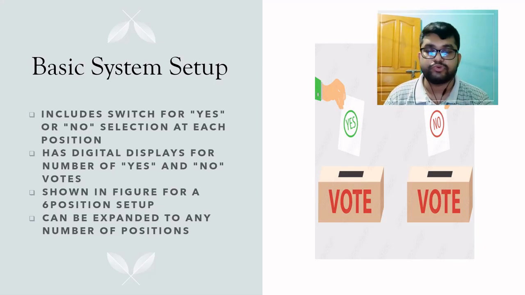The voting system we made is very simple. It includes switches for yes and no vote selection at each position. It has a 7-segment display to show how many yes or no votes, and it can only show 6 votes, but it can be extended to any number of positions by increasing the switches and adding more ICs.